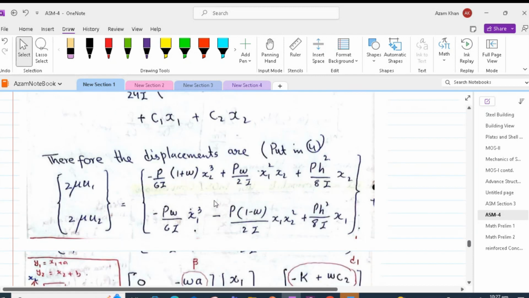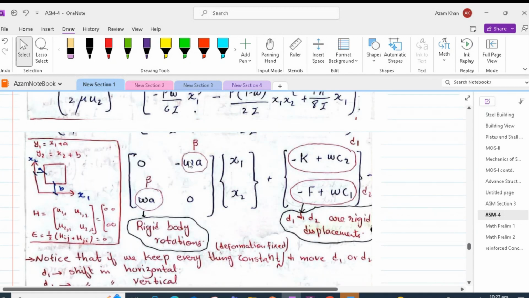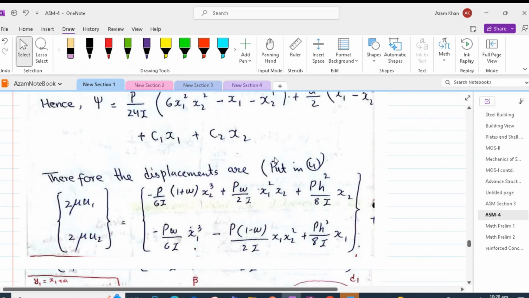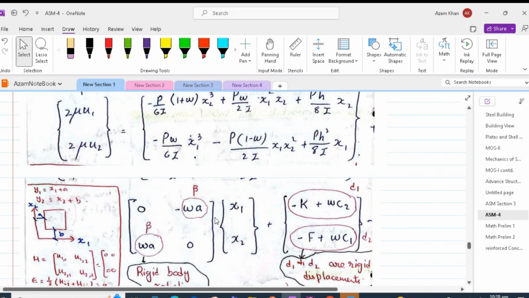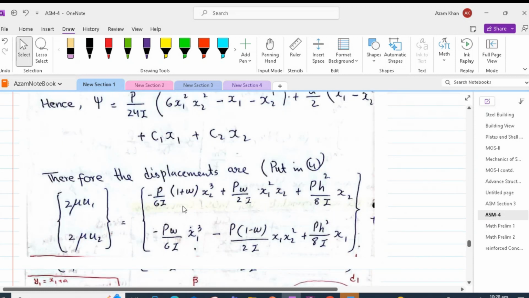In these two equations, we call these constants beta. We call these constants d1, d2. So these are the displacement constants. As we said, this is the rotation constant. And we have this term which involves displacement. So essentially, we have three unknowns in these equations: d1, d2, and beta. But we have two equations.